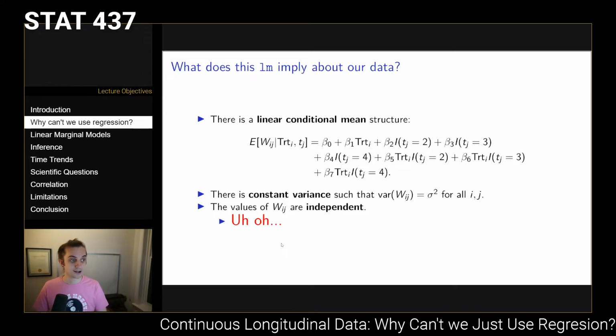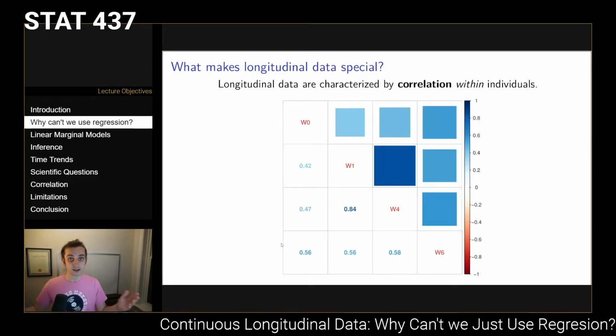And this is where we're going to run into issues, right? Why is it? Well, we're dealing with longitudinal data, and the whole key point about longitudinal data is that within an individual, you have correlation. So we can take a look at this correlation plot here. We saw this plot in the exploratory analysis, but there's correlation within the individuals. W1 and W0 are correlated within any individual. W1 and W4 appear to be very strongly correlated within an individual, right?